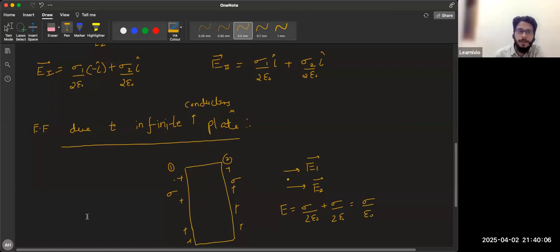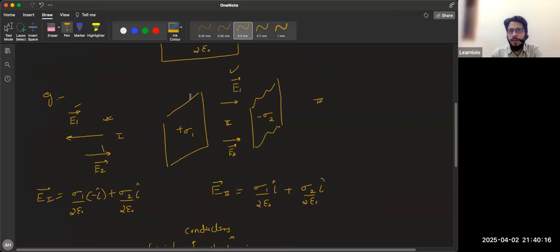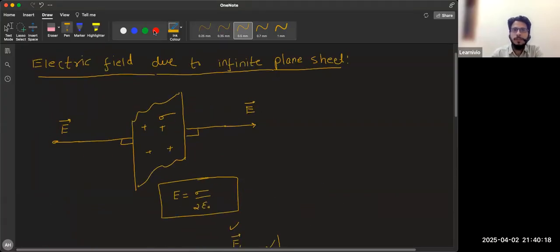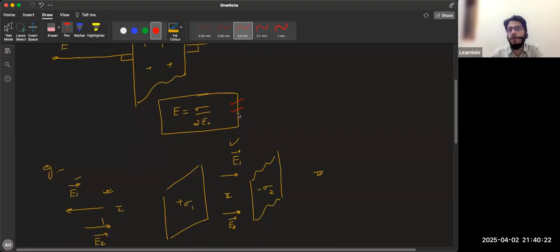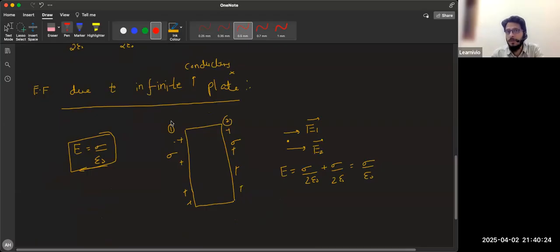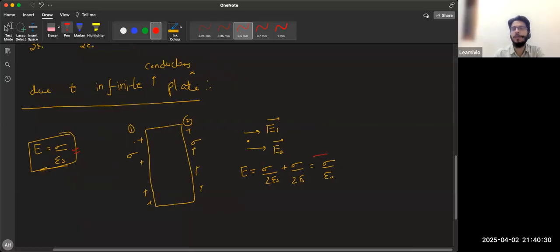So for a plate, here also the direction of field is away from the charge and the value of field is sigma by epsilon naught. That is the difference between sheet and plate. If you have an infinite plane sheet, the electric field is sigma by 2 epsilon naught. But instead of a sheet, if you have a conducting plate, then the conducting plate has double surfaces. So field is sigma by epsilon naught here, and similarly sigma by epsilon naught here.